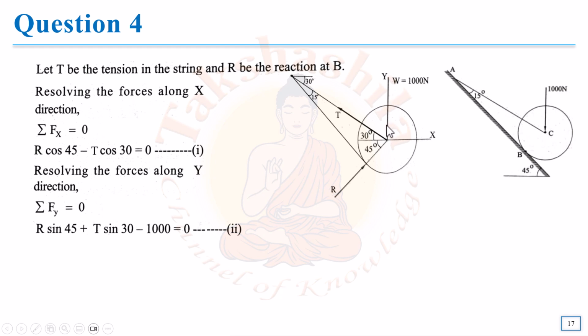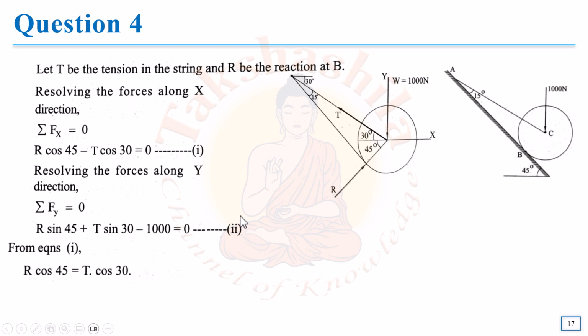And we have this weight, which is acting in the vertical direction but downward, so it will have a minus sign. So you can see here we have minus 1000. There is no other force, so we can equate this to 0 as per the sigma Fy is equal to 0 condition. So we get another equation. Let us mark it as equation number 2.